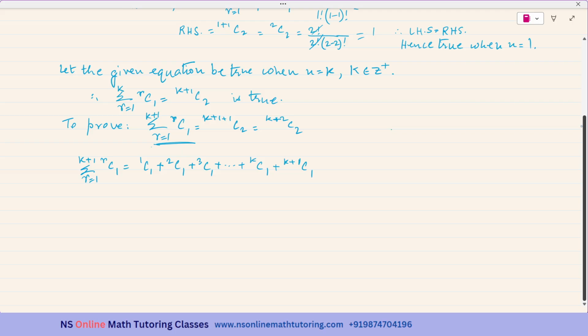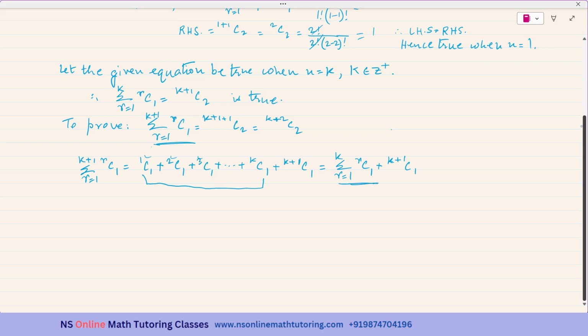Okay, so this part can be written as sigma r equal to 1 to k, rC1. As the r values go on changing, the upper numbers are changing. Okay, they have the same value as r. So this plus k plus 1 C1.